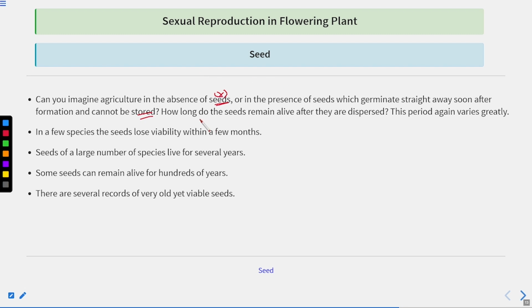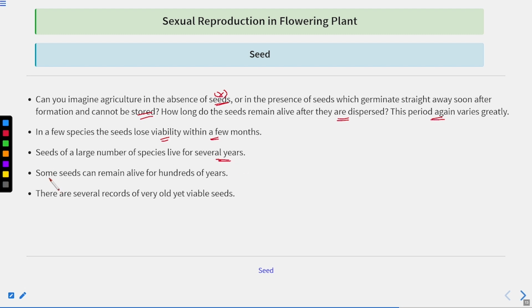Now how long do the seeds remain alive after they are dispersed? Now this period varies greatly. In a few species the seed loses viability within a few months, so it depends on the species. In some species the seed loses its viability within a few months, means they will not germinate, they will become non-viable. Next, seeds of a large number of species live for several years.